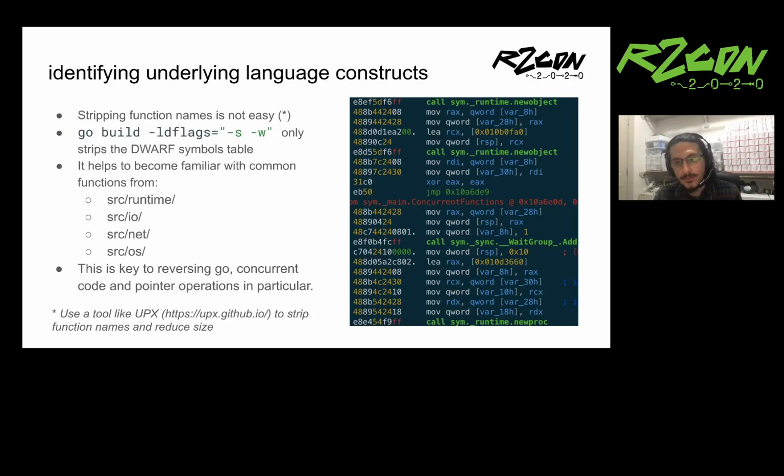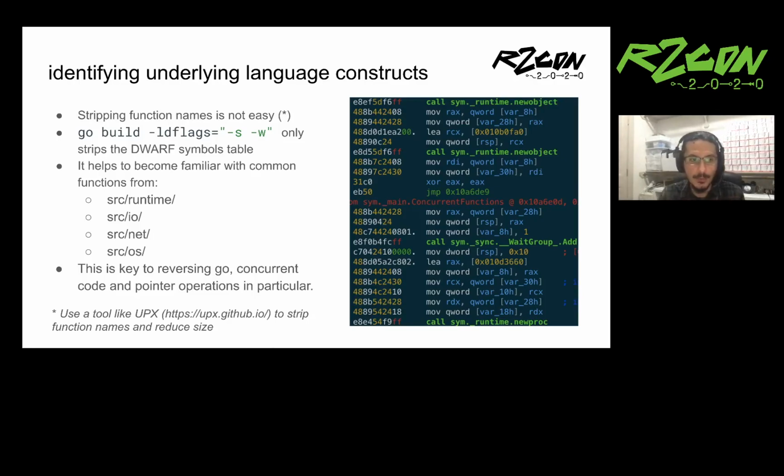Now, one very useful way, and this is going to be the key to reversing Go binaries in Radare, is to identify the underlying language constructs. Basically, stripping functions in Go is not easy. You can use this syntax, go build -ldflags, and you pass it these two flags to strip the binary. However, typically that only strips the DWARF symbols table, and we're left with all the dynamic symbols. Because of that, a lot of times when you work with a Go binary, you're going to see all the functions nicely in your radare2 output.